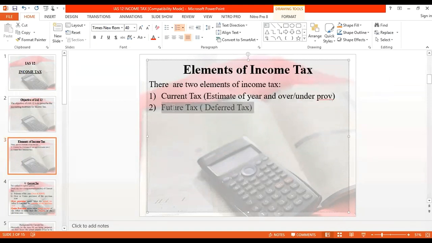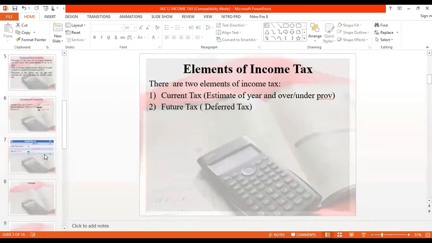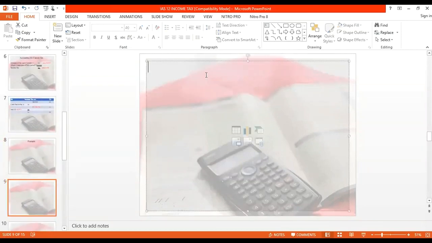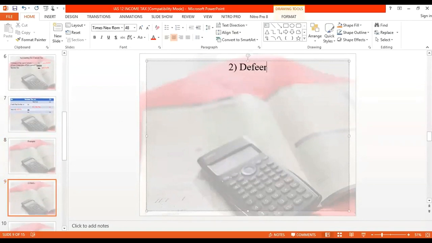Let us go to future tax. Future tax is also called deferred tax. So number 2. We are finished with number 1. So number 2, we are looking at now deferred tax.